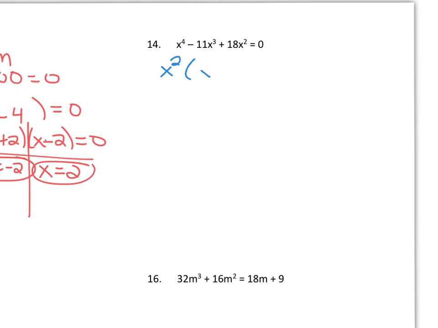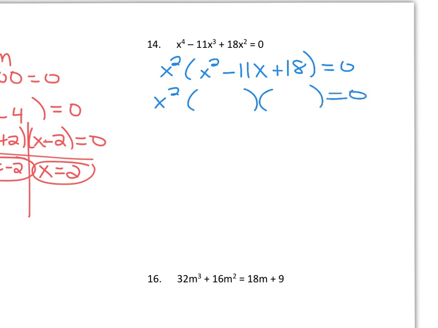Okay, so number 14, I'm first going to pull out the greatest common factor of x squared, which leaves me with x squared minus 11x plus 18, and I'm going to bring down my equals 0. Then I'm just going to factor what's in the parentheses further. Since there's a 1 in front of our first term, I set up 2 sets of parentheses, and in this case I get an x and an x, and 2 numbers that add to -11 and multiply to positive 18 would be -9 and -2.